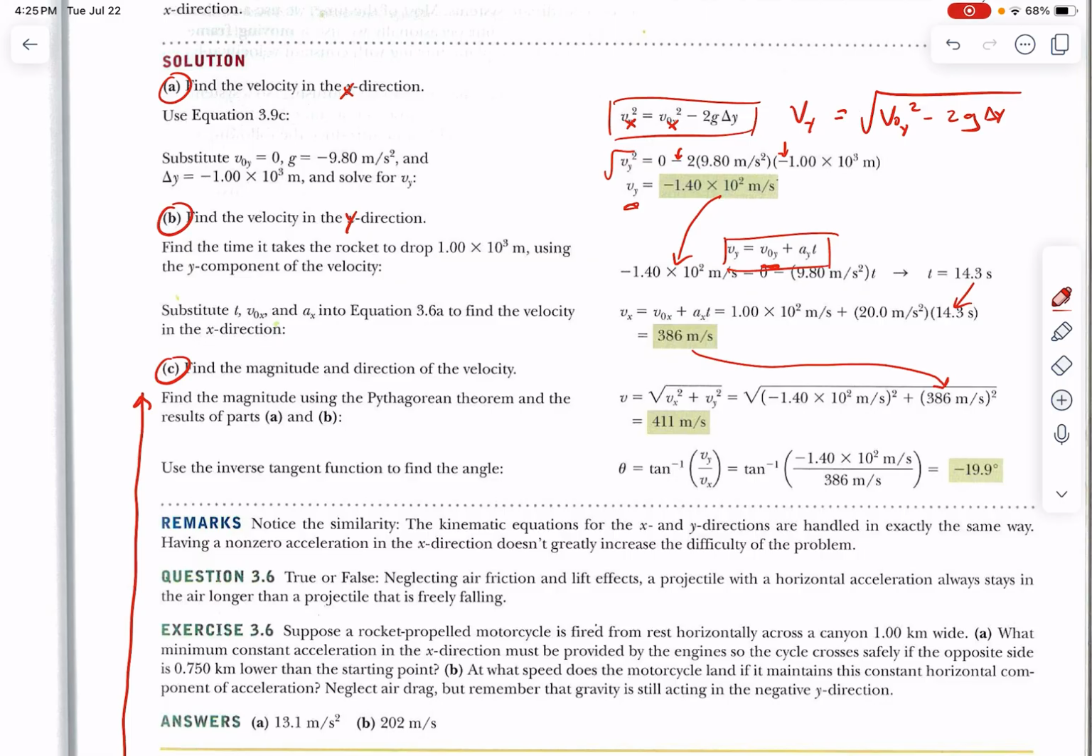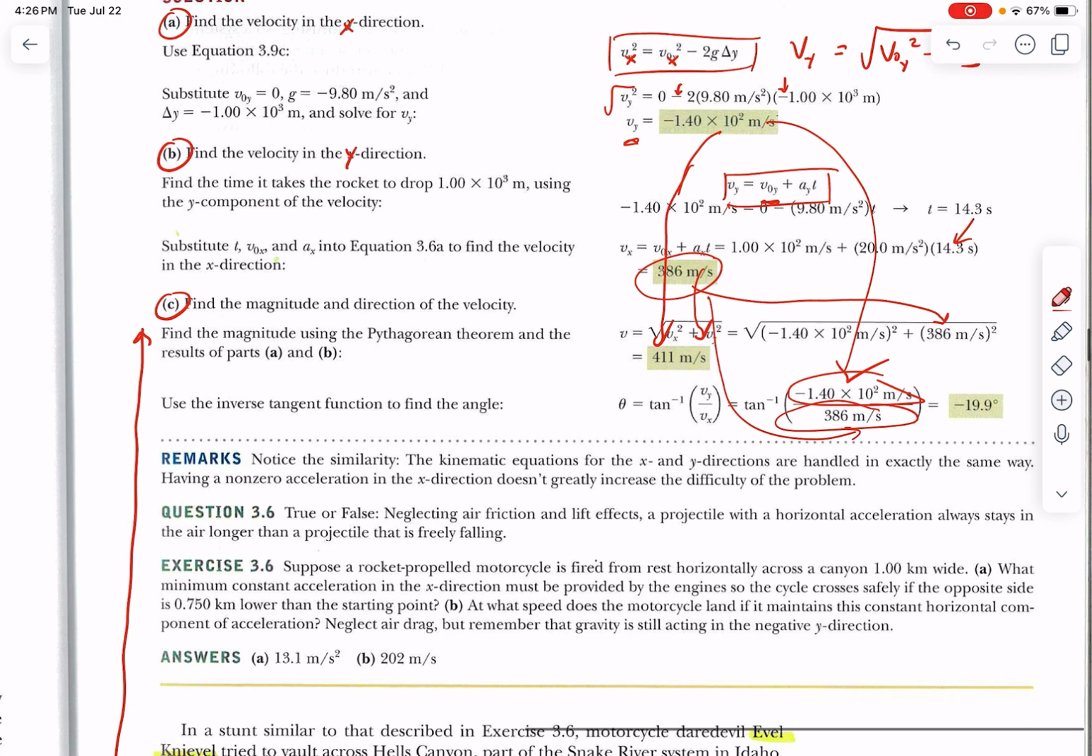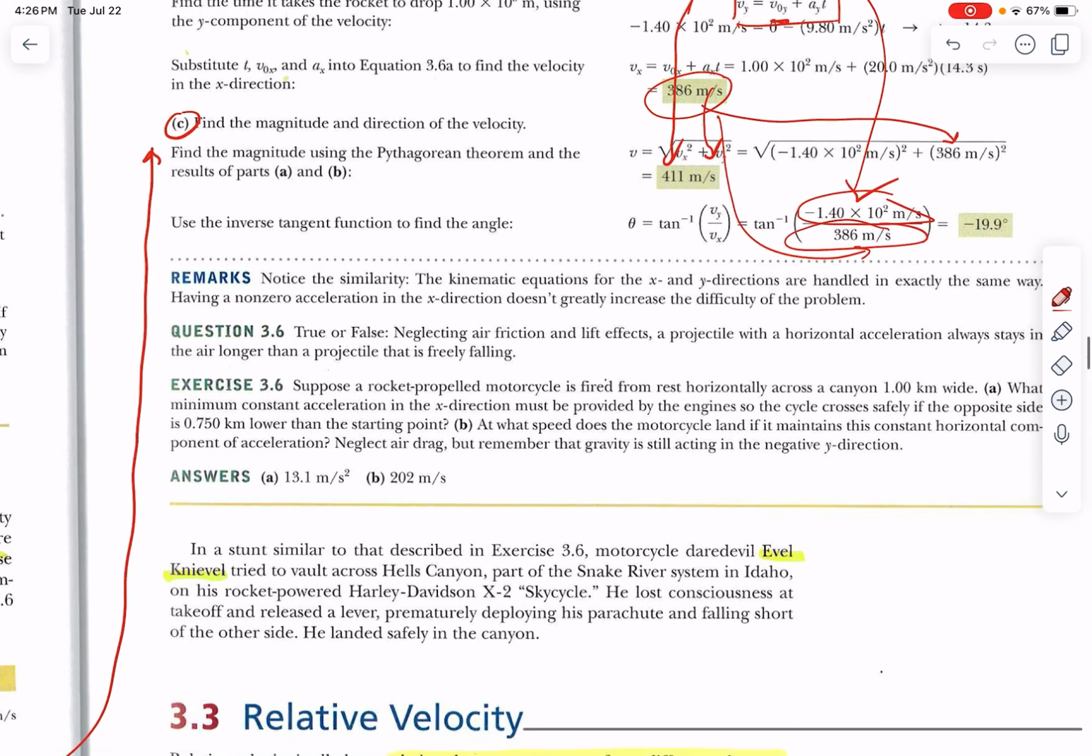And so once we have our x and our y, we can put one down into here and one down into here and solve for the velocity, 411 meters per second. And then we can take those two values again from here and the 386 from there and get our angle. I need to look at that again to see what's going on.